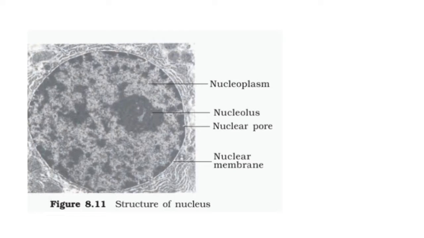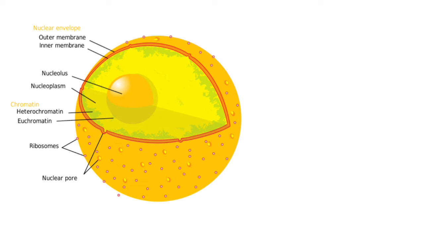Electron microscopy has revealed that the nuclear envelope, which consists of two parallel membranes with a space between 10 to 50 nanometers called the perinuclear space, forms a barrier between the materials present inside the nucleus and that of the cytoplasm.